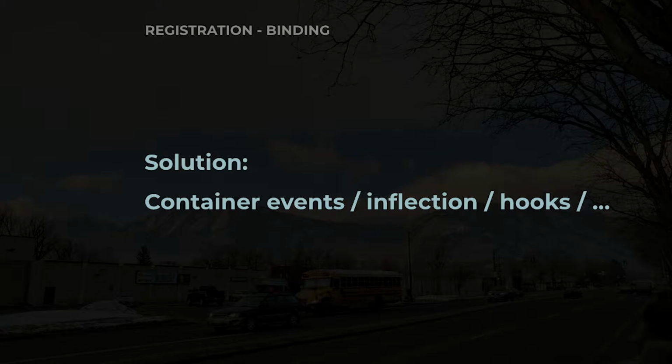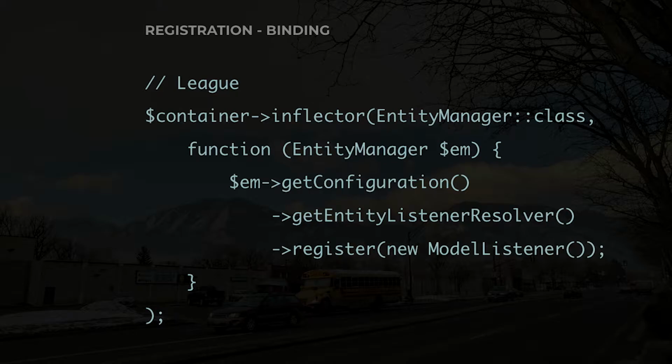We can do this using a container by using something called container events. Some containers might call it inflection, other containers call it hooks. Different containers, different implementations, right? But they all do the same thing. In the League container, it looks like this. It's called an inflector, and we say when an entity manager is being resolved, before returning it, call this anonymous function, pass it the entity manager as the first argument, and then the anonymous function can do whatever it wants to set up this entity manager after it's being resolved and before it's being returned.